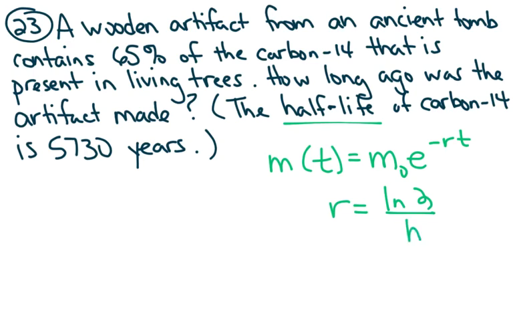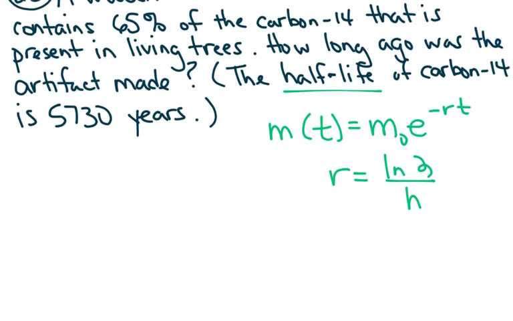So the easiest way to find the rate is to do the natural log of 2 divided by 5730, which we found out was 0.000121. That is always the rate of decay of carbon-14.